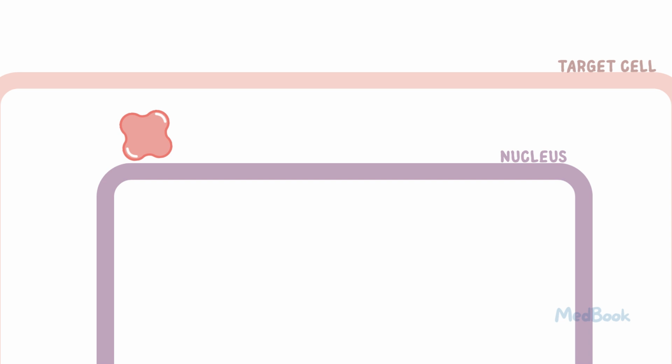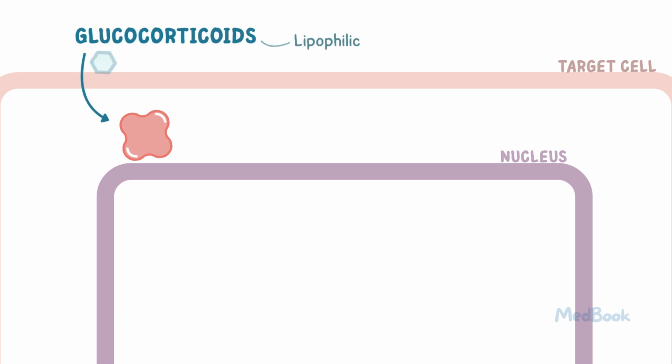Now, once made, glucocorticoids enter the circulation and travel via the blood to reach the target cells. Steroids are lipophilic molecules, so they cross the cell membrane, enter inside the cell, and bind with a cytoplasmic receptor protein called a glucocorticoid receptor.